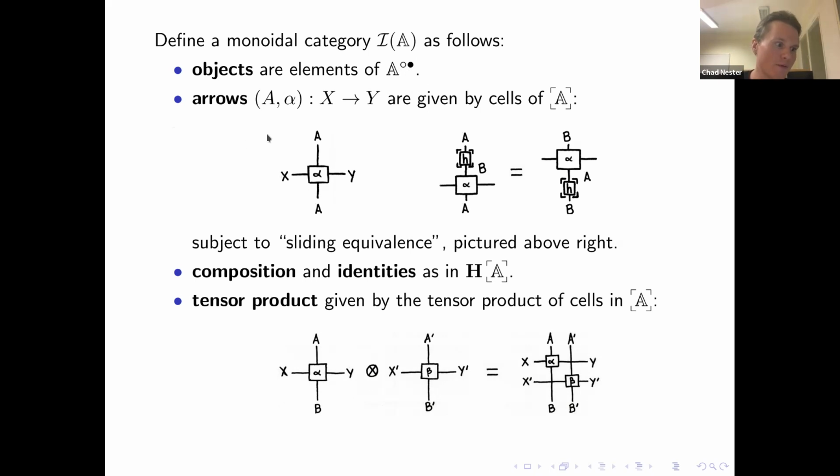And arrows from X to Y will be pairs A, alpha, where alpha is a cell with top and bottom boundary A, so these are all the same letter, and they have to be equal, and left boundary X and right boundary Y. Then we're going to quotient them by all of these sliding equations. If I have some alpha with top boundary A and B and bottom boundary A, and I had an H from A to B, then the cell B, H composed vertically with alpha needs to represent the same morphism as the cell alpha composed vertically with H. And they both go from X on the left to Y on the right.